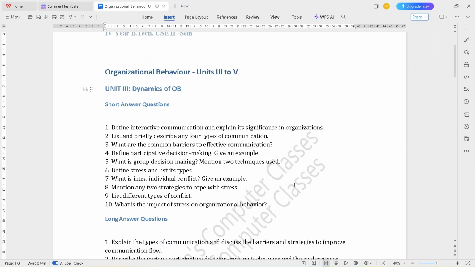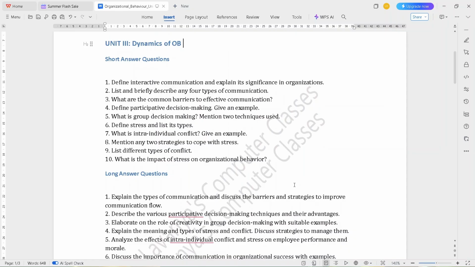CSE branches. The unit 3 important questions are, short answer questions are, define interactive communication and explain its significance in organization. List and briefly describe any 4 types of communication. What are the common barriers to effective communication? Define participative decision making. Give an example. What is group decision making? Mention 2 techniques used. Define stress and list its types.